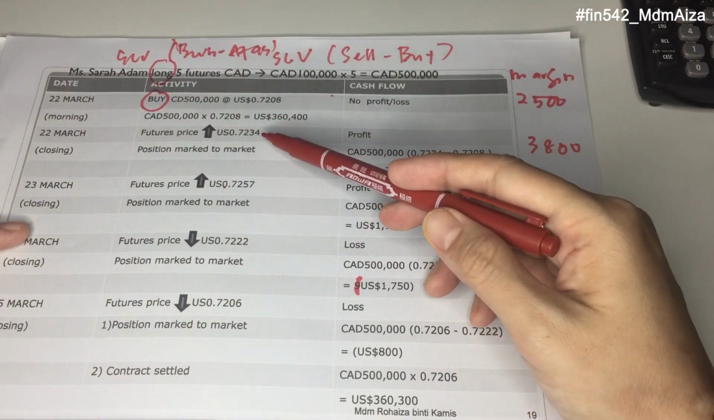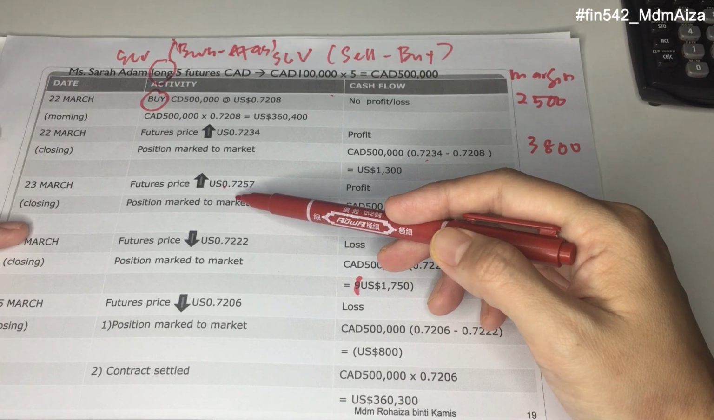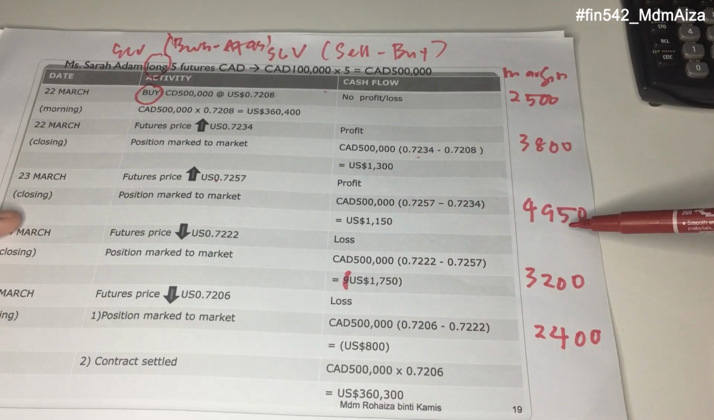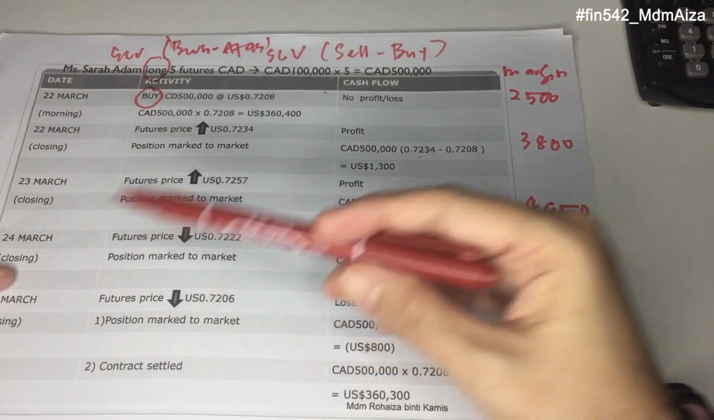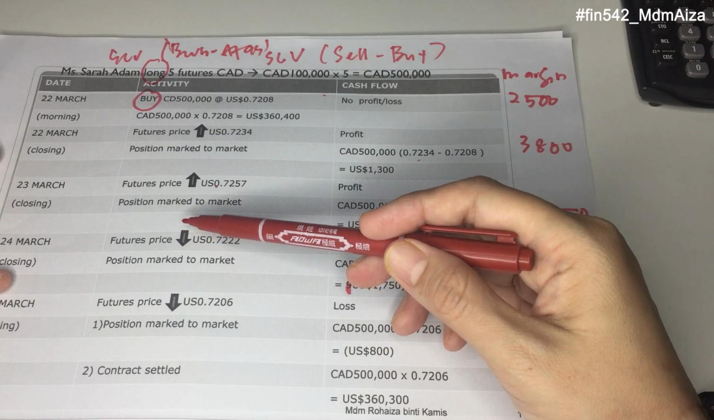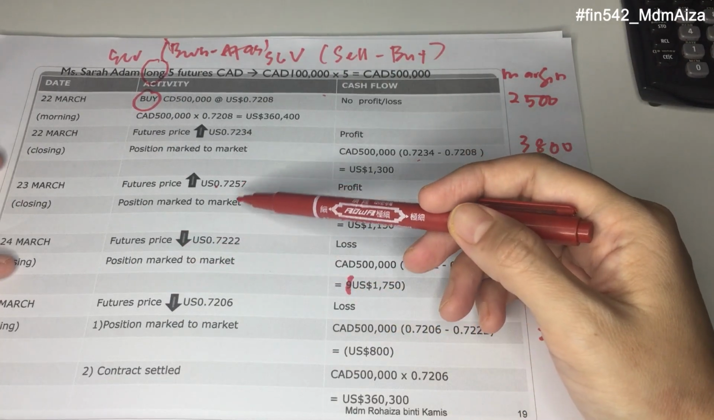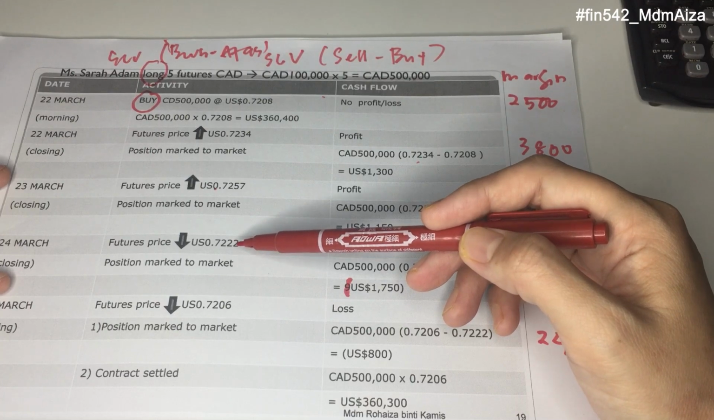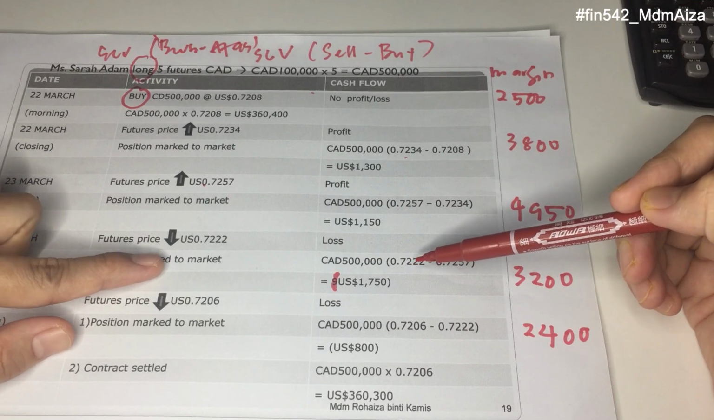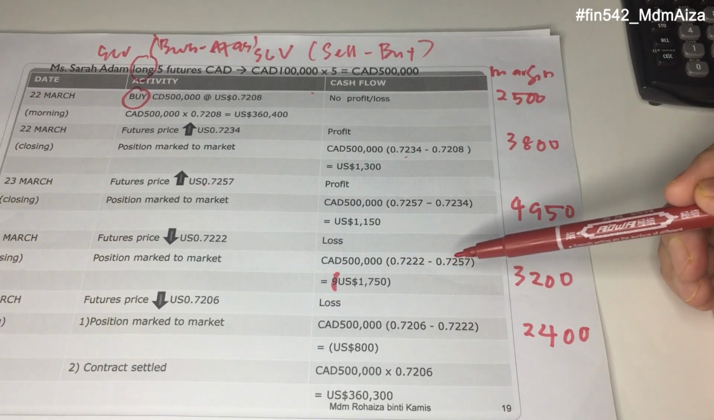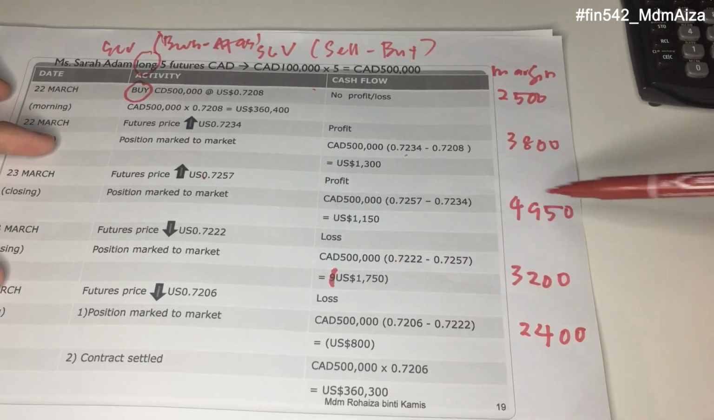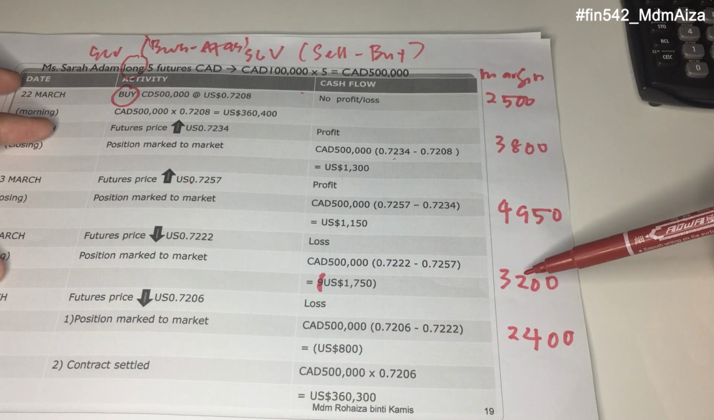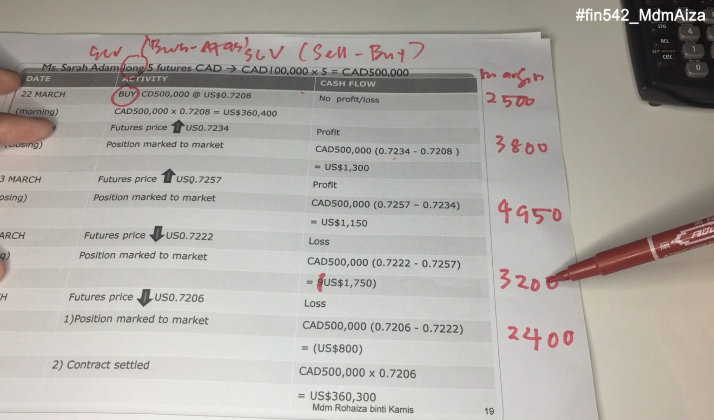How about 23rd March? This is buy, this is sell. The price shoots up, so I gain a profit: 7257, lower minus upper, so I get 1,150. So plus, 4,950. So what happened on the 24th of March? The price dwindles, or depreciates. Definitely a loss, because I buy at a high price and at closing they sell at the low price. So 7222 minus 7257 gives negative 1,750, but the margin is still maintained at 3,200. We minus 1,750 and still have 3,200. No need to make any margin call because it still exceeds 1,000.